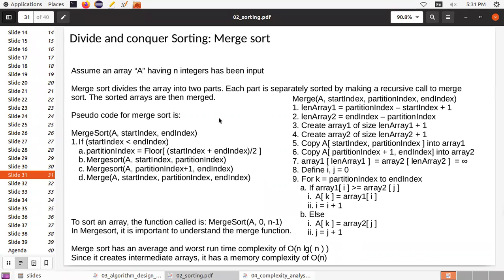So merge sort is also a divide and conquer technique, just like your quicksort algorithm. Now assume that an array A has n integers and this is the input that has been given to you.